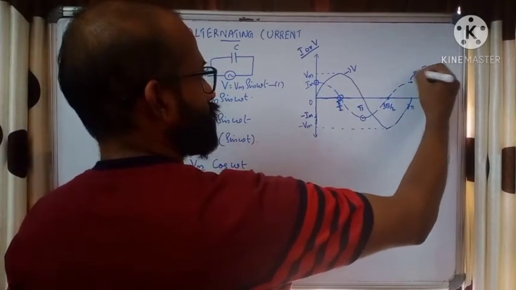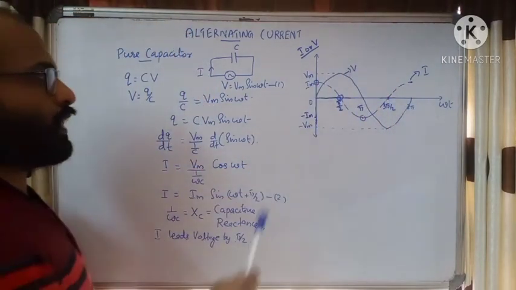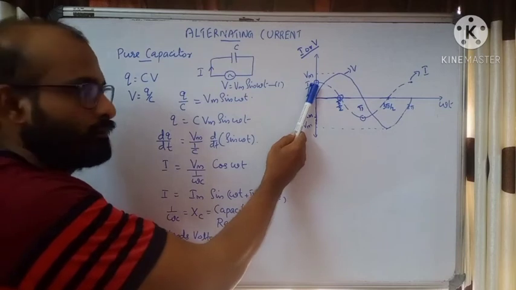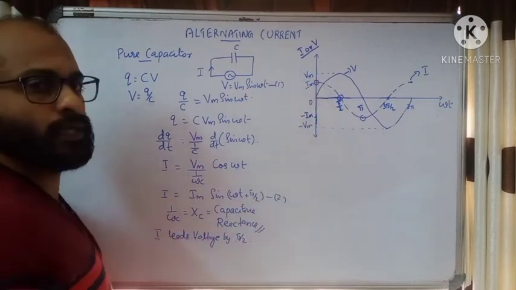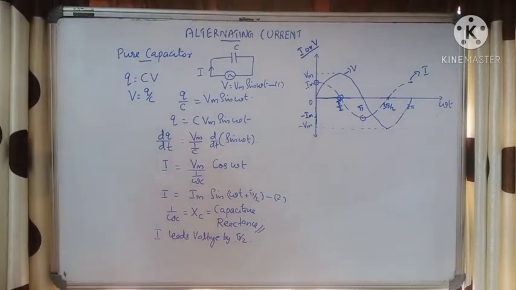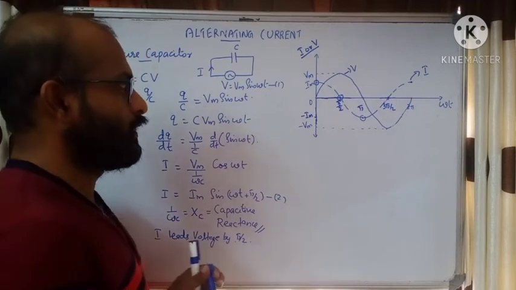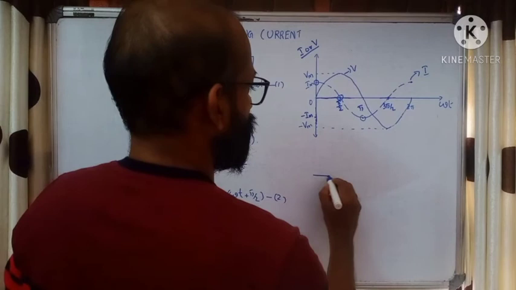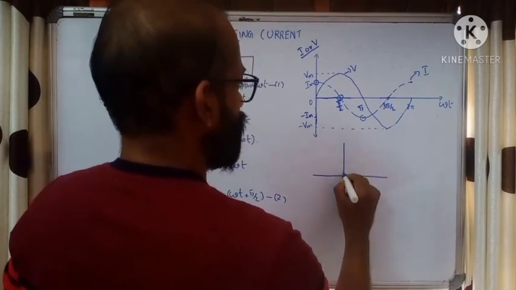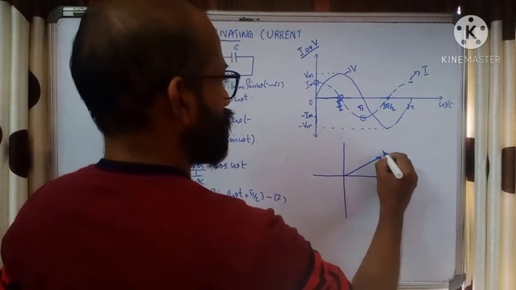This is the variation of instantaneous current, and this is the instantaneous voltage. So, Im is the peak value of current, positive Im and negative Im, and these are the peak values of the instantaneous applied voltage. Now, we need a phasor diagram. In phasors, we can represent the voltage and current. How can we represent? First we will draw the voltage.